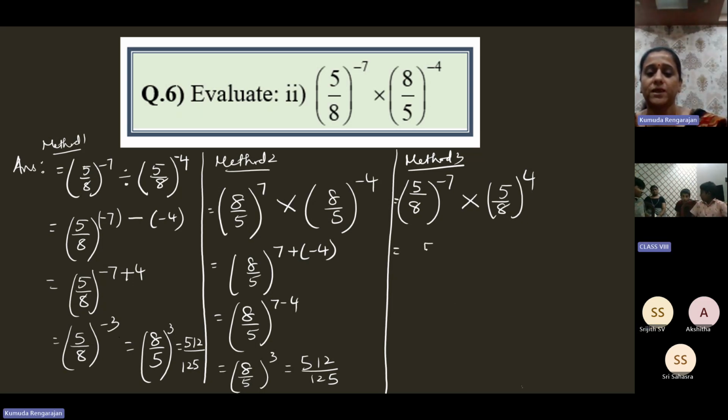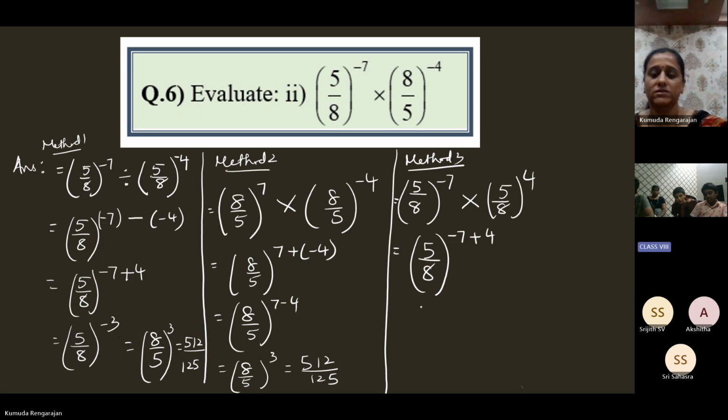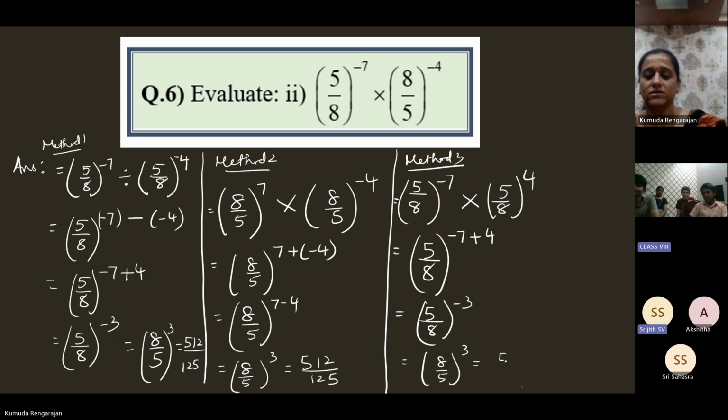So 5 by 8 to the power minus 7 plus 4, which is 5 by 8 raised to the power minus 3. But to make the power positive, we should do 8 by 5 raised to the power 3, which is 512 by 125. Okay. Correct.